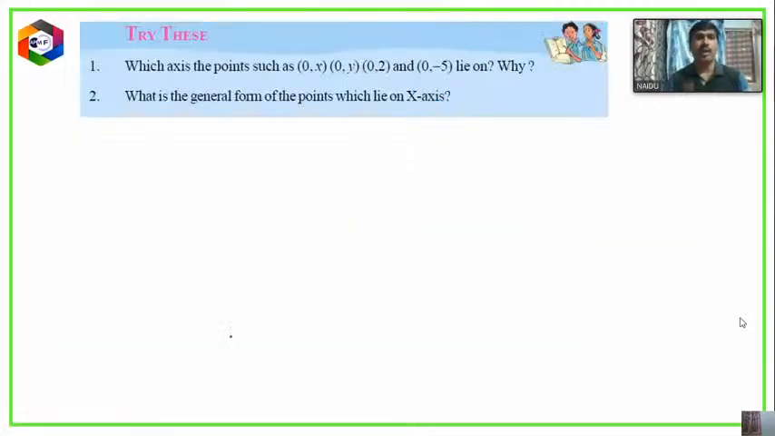Observe. Now try this question given in your textbook. Observe, children. On which axis do the points such as (0, x), (0, y), (0, 2) and (0, y) lie?